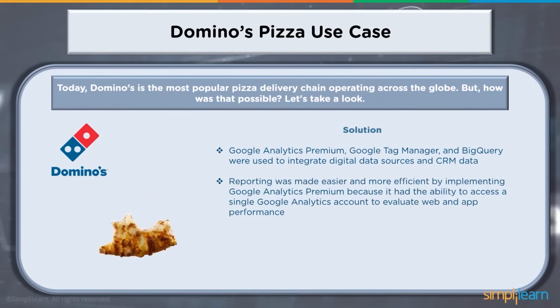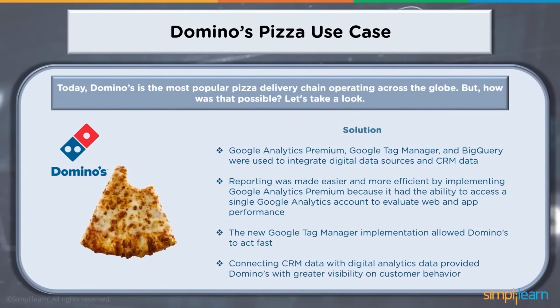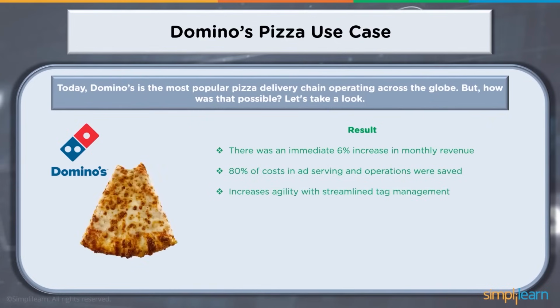Reporting was made easier and more efficient by implementing Google Analytics Premium because it had the ability to access a single Google Analytics account to evaluate web and app performance. By using the new Google Tag Manager implementation, Domino's were able to act fast. They were able to connect CRM data with digital analytics, which basically provided Domino's with greater visibility on customer behavior. What was the result? There was an immediate 6% increase in monthly revenue, 80% of costs in ad serving and operations were saved, increased agility with streamlined tag management. They obtained easy access to powerful reporting and customized dashboards.